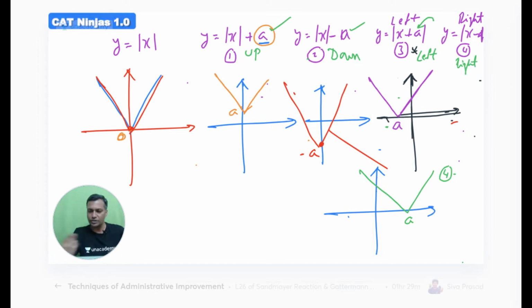Now these are the transformations we talk about. Then comes the scaling. The other part is scaling. Sometimes we may want to understand what that scaling is.